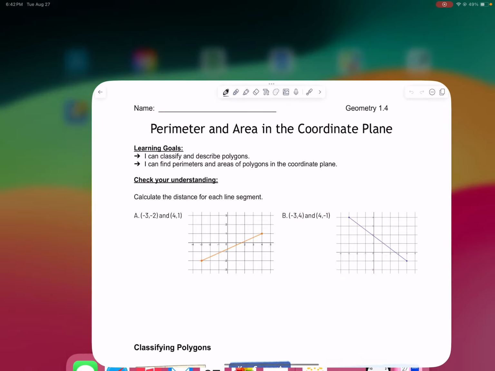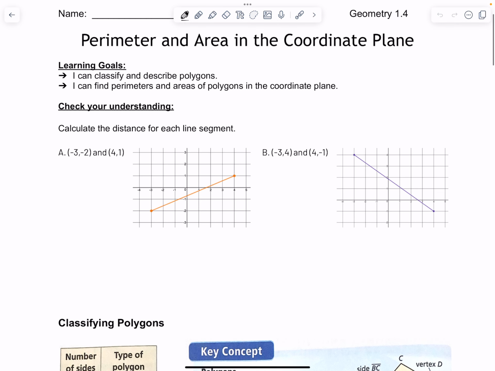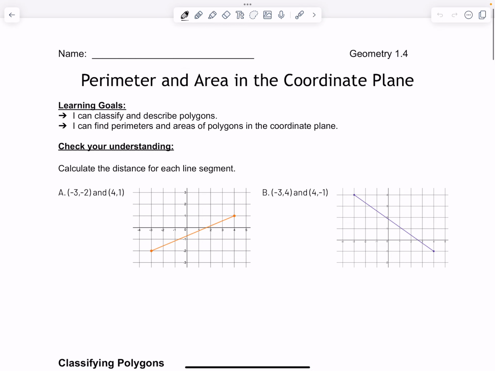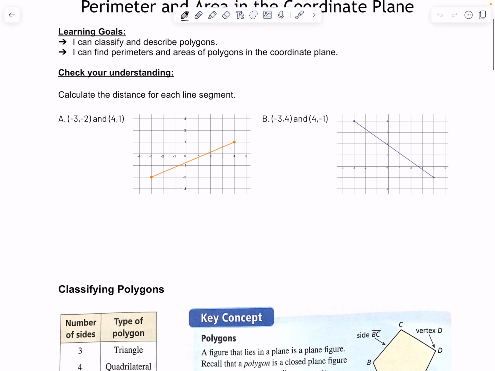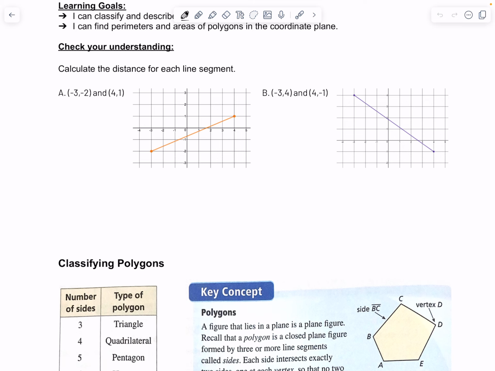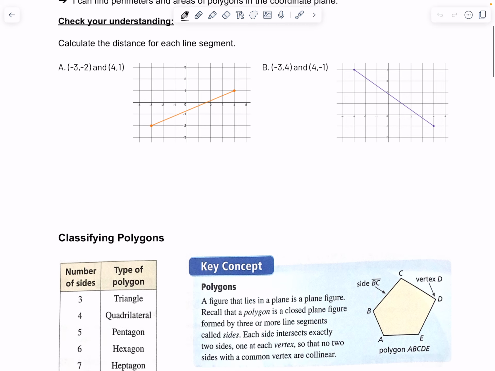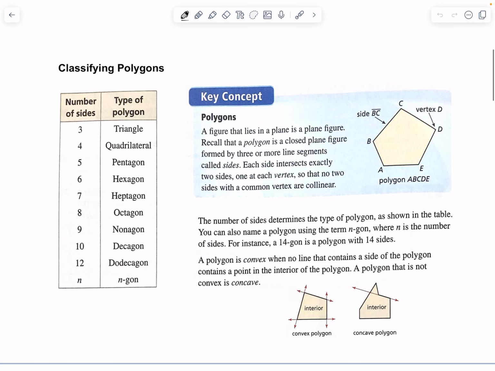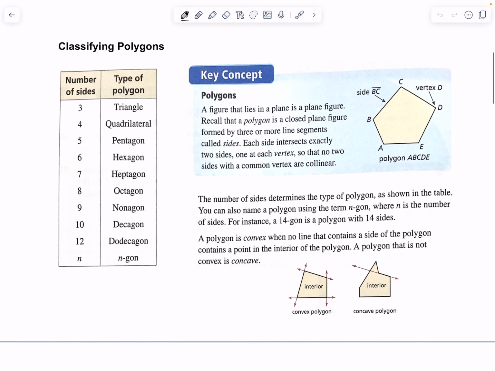All right, guys, we're going to go over some concepts from 1.4 talking about perimeter and area in the coordinate plane. So you've had a chance to already use your distance formula again from the previous lesson to calculate the distances of these lines, or these segments, I should say. Let's talk a little bit about the new concepts for this video.